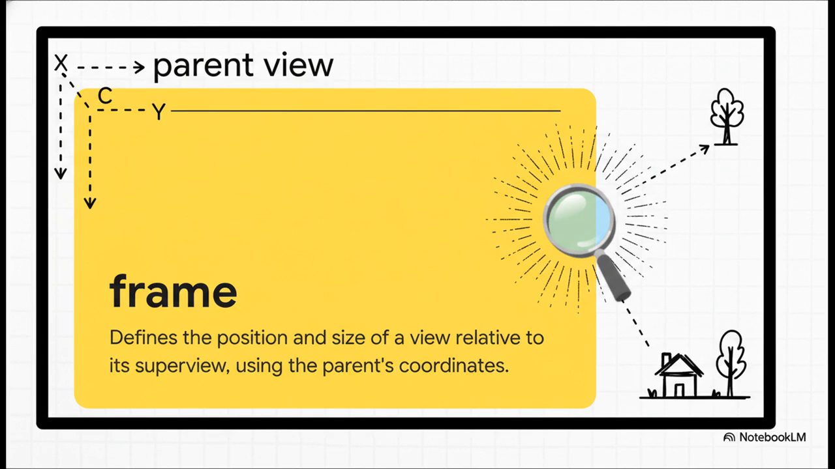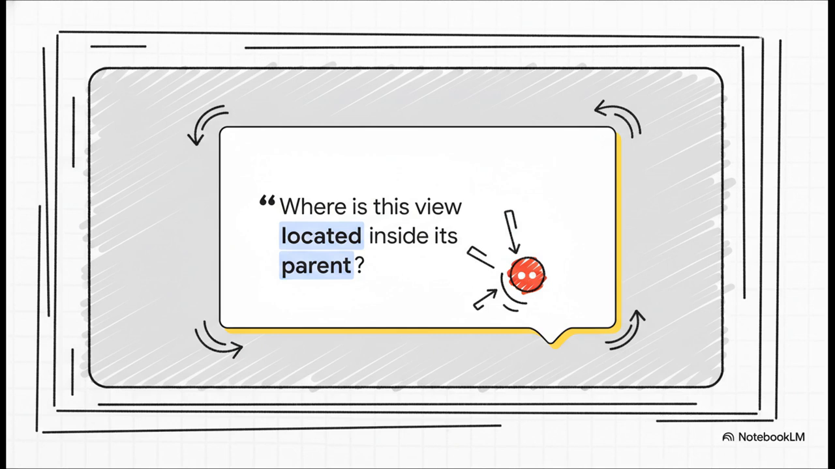And those X and Y coordinates, they're always measured from the top left corner of the parent view. So this is the question you should always be asking yourself when you're dealing with frame. Where is this thing located inside its parent? It's all about that position and size within a bigger container. So if you're, say, dragging a button around on the screen, what you're really doing is changing its frame.